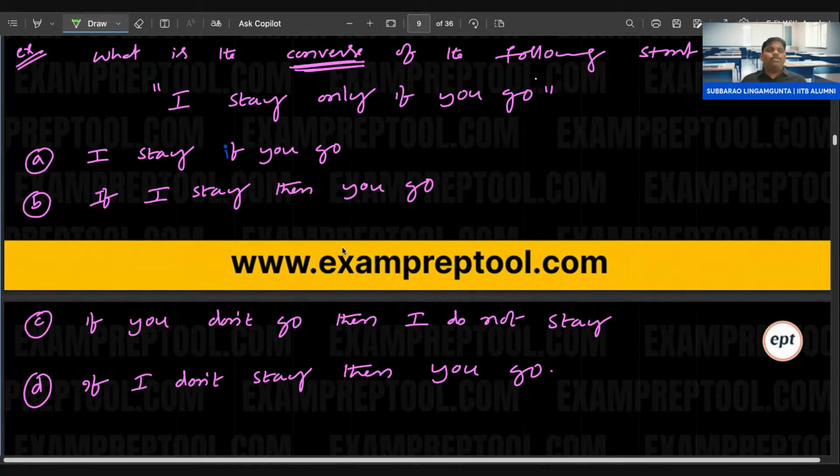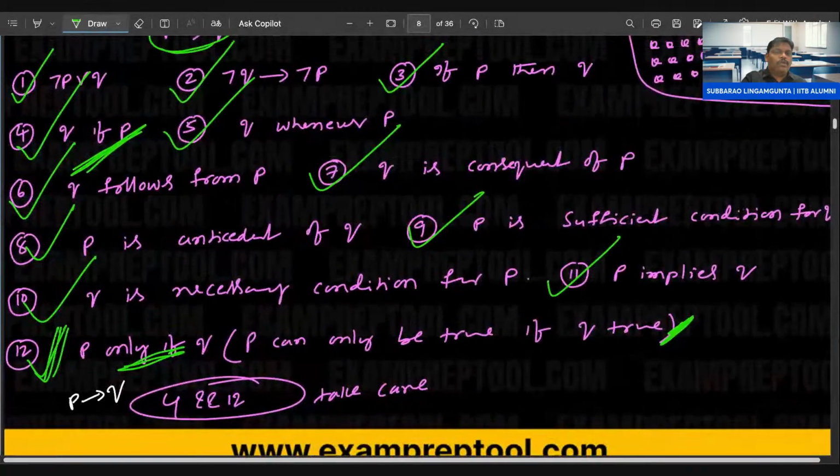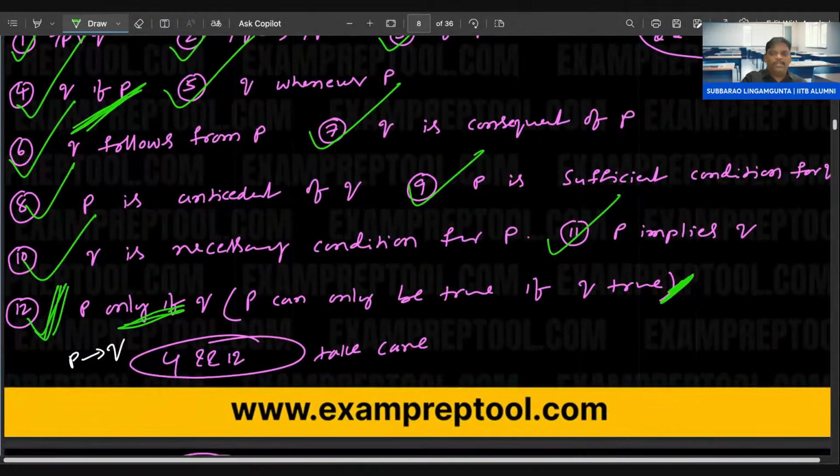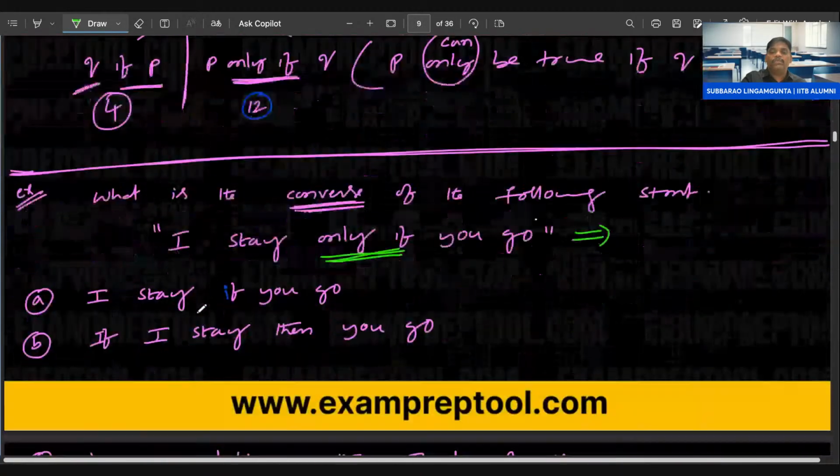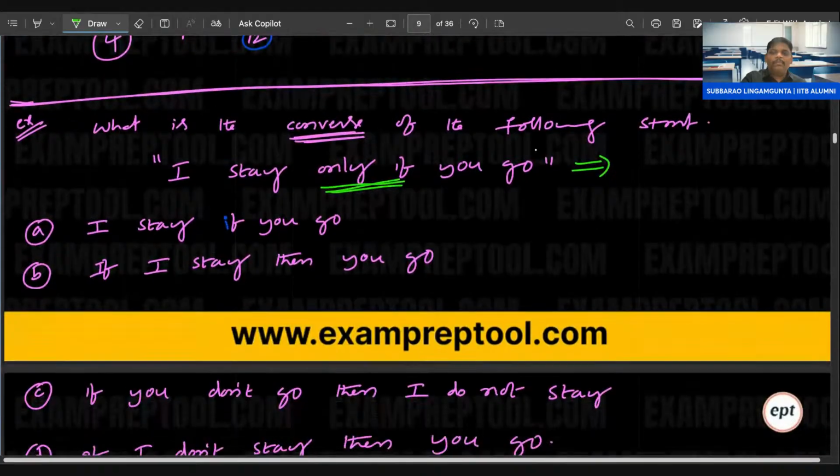So if you observe clearly, only if you go, only if. Understand this, only if. So remember, you have to take care about these 12 points. I think it is the 12th point. P only if Q, which is nothing but P implies Q.